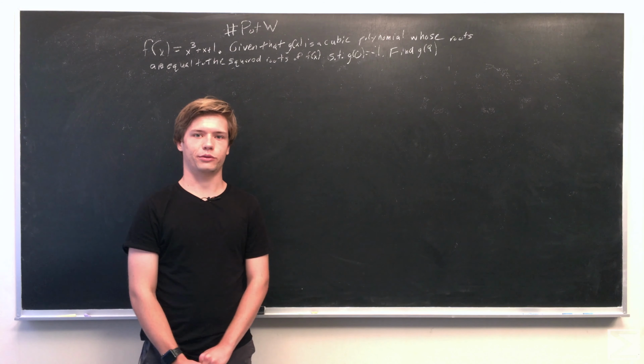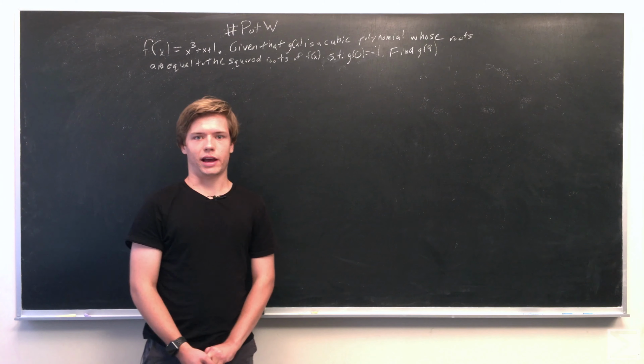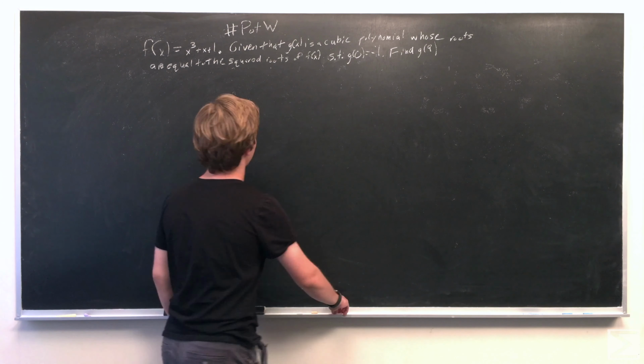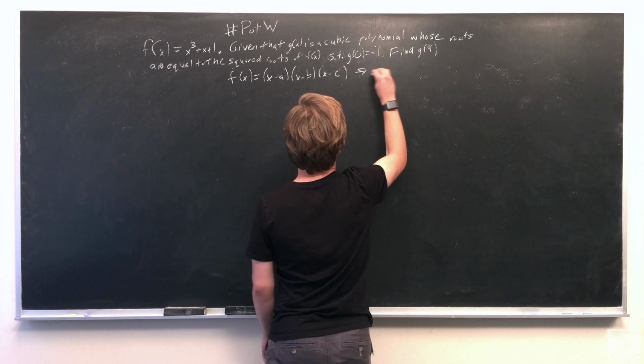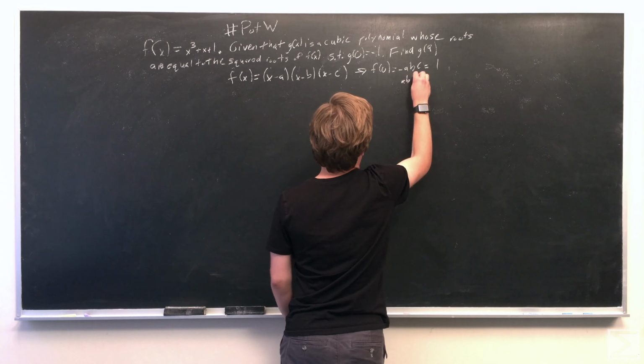So the first thing we do is we write f of x out in root form. As you can see, what we did here is we wrote f of x as equal to x minus a times x minus b times x minus c. And we solved for 0 to find that the value of abc is equal to -1.